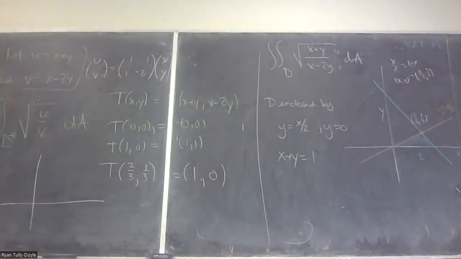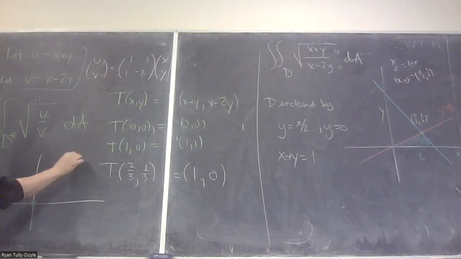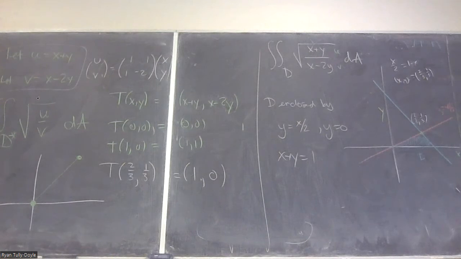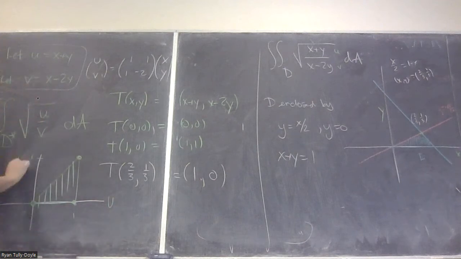So what do we get out? Well, 0, 0 went to 0, 0. And 1, 0 went to 1, 1. And 2/3, 1/3 went to 1, 0. 0, 1, 1. So there's the new region of integration. It's like this. This is in the variables u and v.